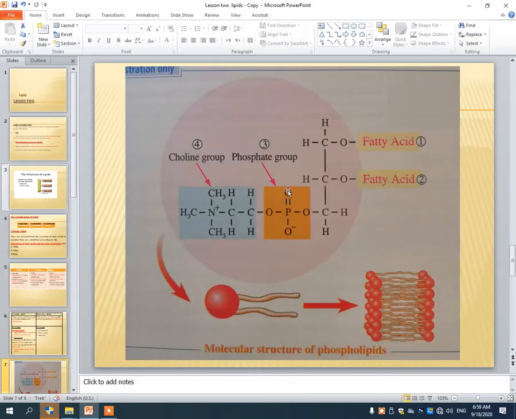Here we have the structure of phospholipids. We said it has only two fatty acids. Here we have fatty acid number one, fatty acid 2, but fatty acid number 3 is replaced by a phosphate group and a choline group. So it has phosphorus and it also has nitrogen. So phospholipids have phosphorus and nitrogen, besides carbon, hydrogen, and oxygen. So two fatty acids, and the third fatty acid is replaced by a phosphate group and a choline group, and we can find the phospholipid in the plasma membrane of plant cells and animal cells.